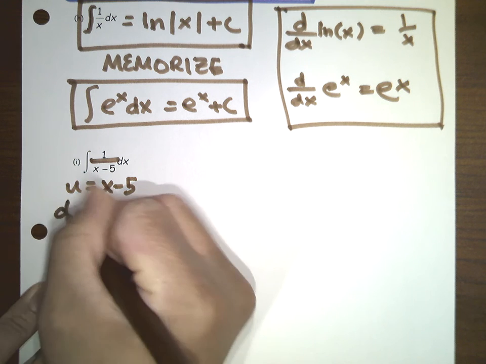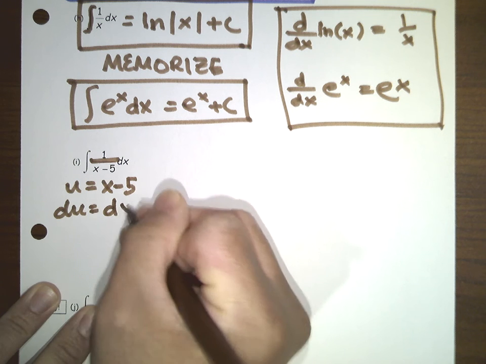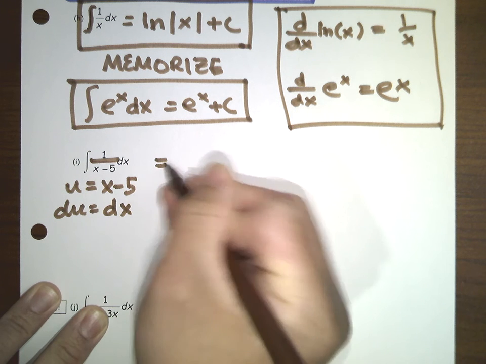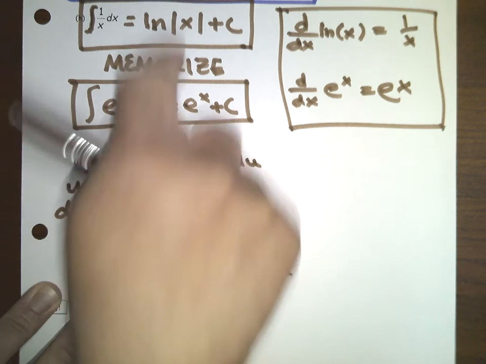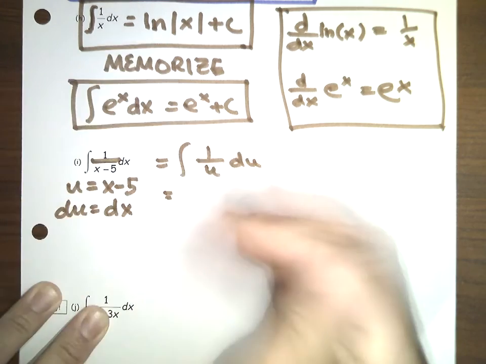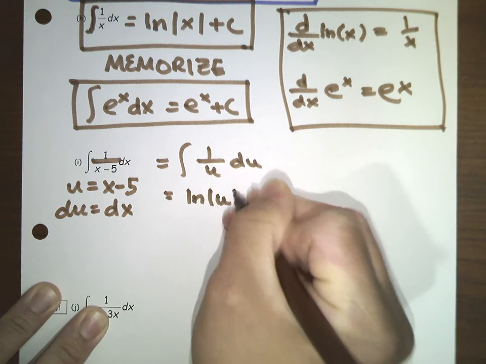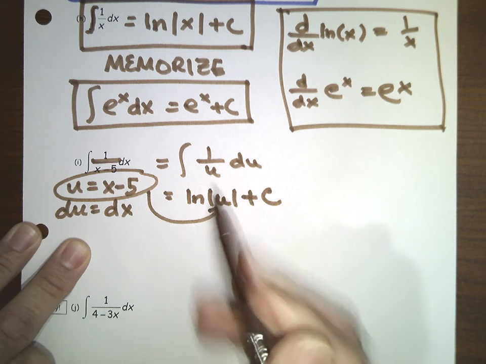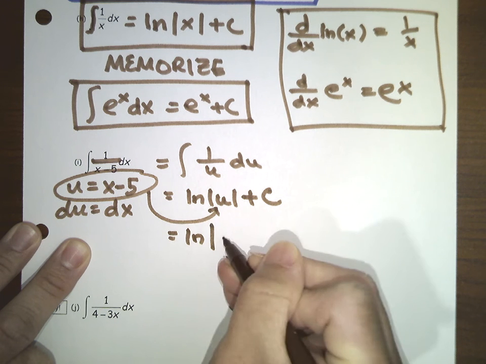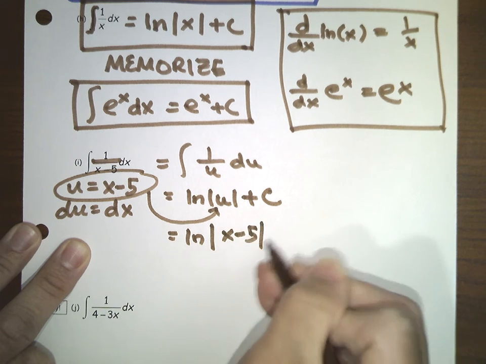So then du is equal to dx. So this integral becomes 1 over u du, but I can apply the rule here to get natural log of the absolute value of u plus c, but then substitute the u back in, so it's natural log of the absolute value of x minus 5 plus c.